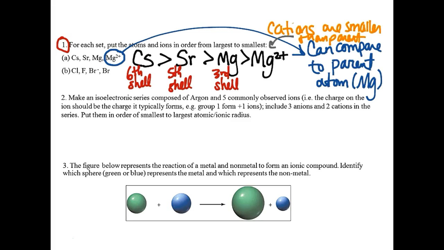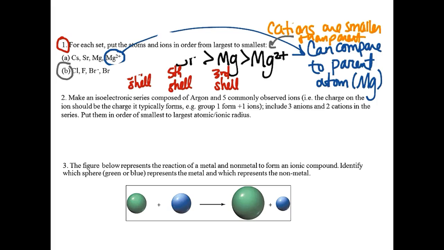Now, instead of asking you to put them in order, I may ask you to circle the largest one and underline the smallest one. That just makes it easier to grade at the end, but for practice problems, sometimes I do them like this, where you have to list them from largest to smallest, like I've shown here. We're going to move on and do part B.